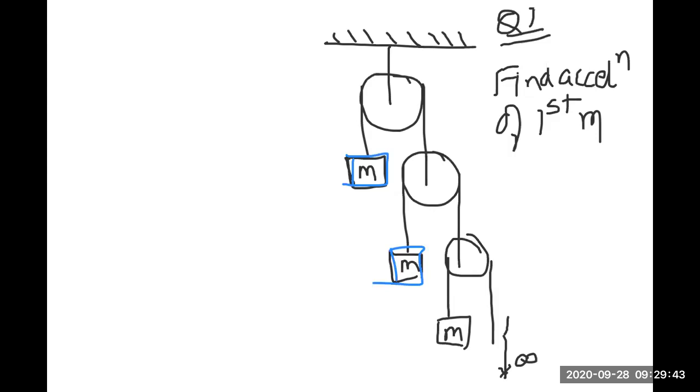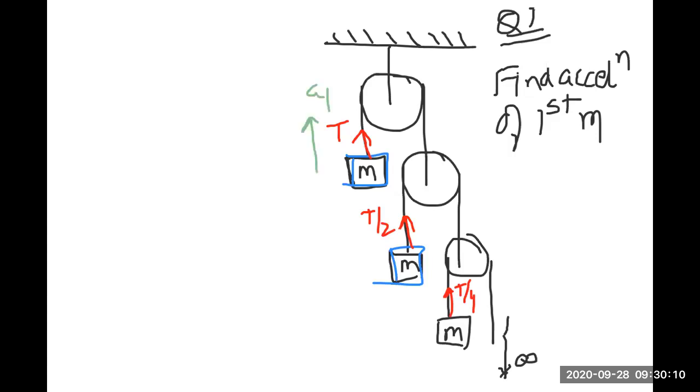g/2, yes, very good, excellent. Yes, yes, Abhijit, good, excellent. So you are solving Feynman's problem, which is a very notorious problem. Let's say that the tension here is T, tension here will be T/2, tension here will be T/4, and so on. Let the acceleration of this be A1.